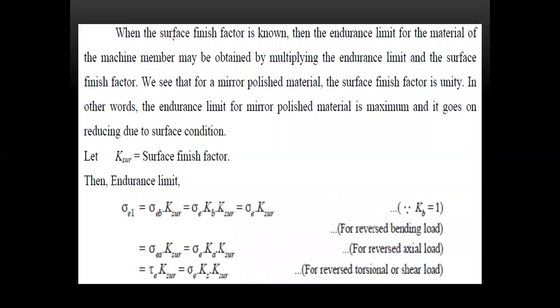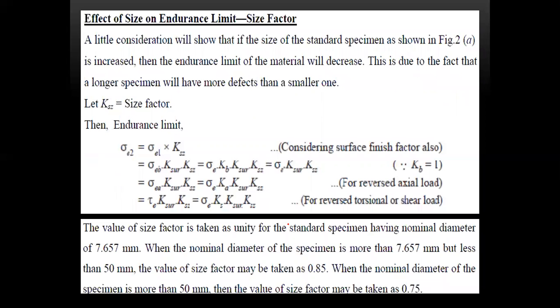Next, when the surface factor is known, the endurance limit of the material of the machine member may be obtained by multiplying the endurance limit and the surface finish factor. Therefore, let Ks be the surface finish factor. The endurance limit sigma E1 is equal to sigma E into Ka, the surface roughness factor. Okay, now the effect of size on the endurance limit, the size factor.